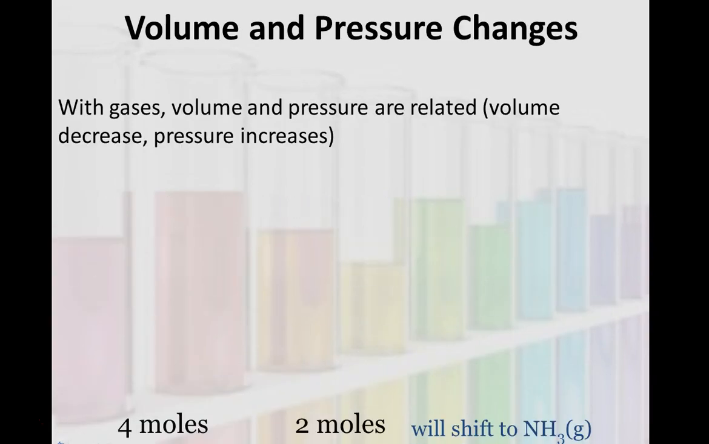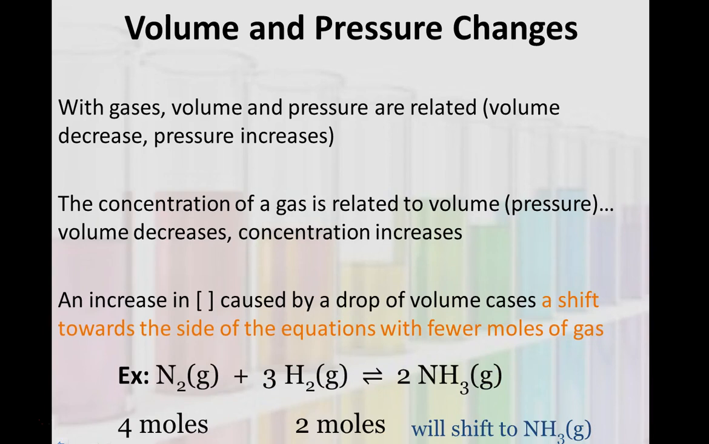Why is that flying in at the wrong rate? Okay, so looking at volume and pressure, again, remember those two are inversely proportional. As you increase one, the other one decreases. So for an increase in concentration caused by a drop in volume, the shift will be towards the side of the equation with fewer moles.